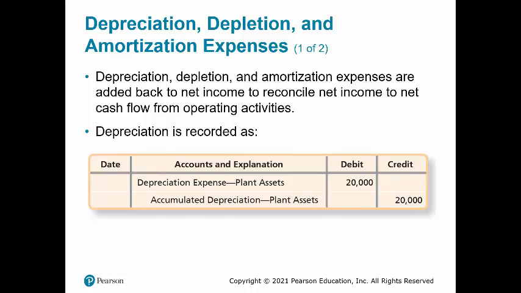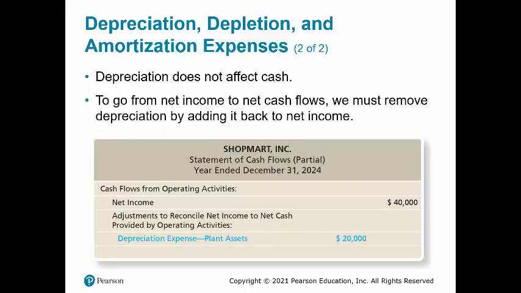As we see on the slide, when we record depreciation expense, we debit depreciation expense, plant assets, and we credit accumulated depreciation, plant assets. There is no cash involved in that transaction, but it decreases net income. So depreciation needs to be added back to net income to get to cash provided by operating activities.